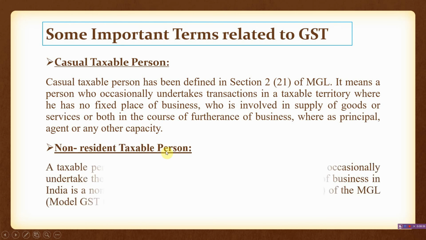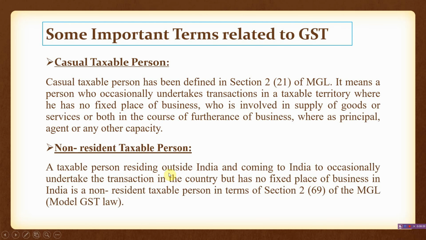Next comes non-resident taxable person. A taxable person residing outside India and coming to India to occasionally undertake transactions in the country but having no fixed place of business in India is a non-resident taxable person in terms of section 2 subsection 69 of the Model GST Law. It means he is a taxable person residing outside India, who comes to India occasionally and undertakes transactions in the country, but doesn't have any fixed place of business in India. So he is a non-resident taxable person according to section 2 subsection 69.